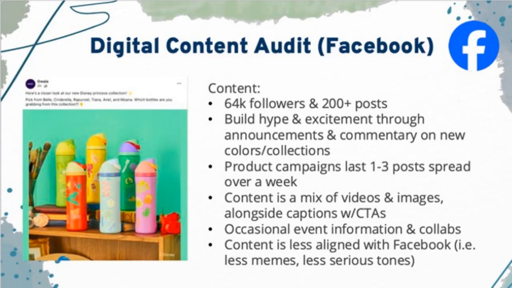All right, so the next platform is Facebook. So on Facebook, they have this many followers. I mean, 64K followers. That's quite a few, and over 200 posts. So yeah, this is a much larger existing audience, a larger volume of content. Owala used Facebook heavily for product announcements and launches, particularly for the new colors and collections. They also noticed that the campaigns sometimes unfolded across several posts over a short period of time. So, for example, spread over a week. And the content included both images and videos, usually accompanied by the captions and calls to action.